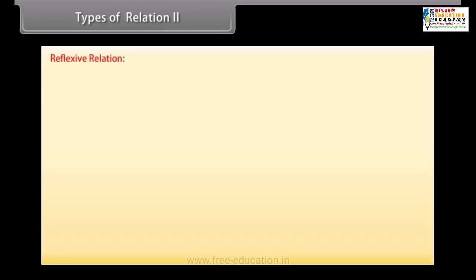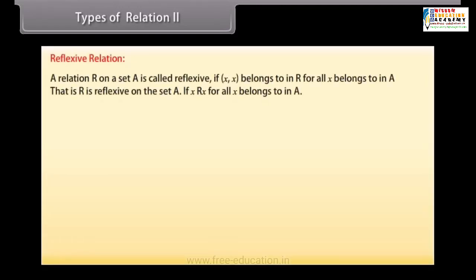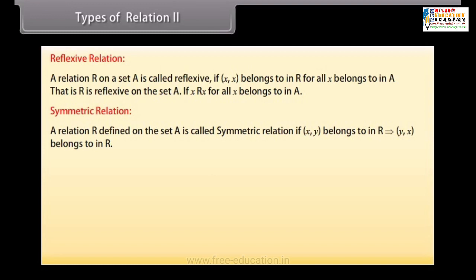Reflexive relation. A relation R on a set A is called reflexive if (x, x) belongs to R for all x belongs to A. That is, R is reflexive on the set A if x is related to x under the relation R for all x belongs to A. Symmetric relation. A relation R defined on the set A is called symmetric relation if (x, y) belongs to R implies that (y, x) belongs to R.